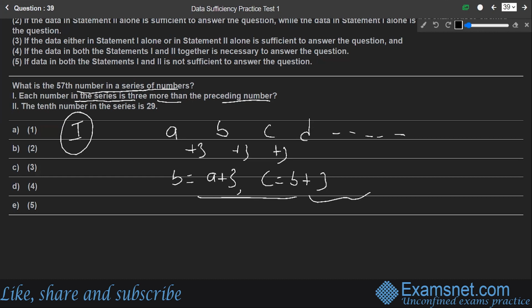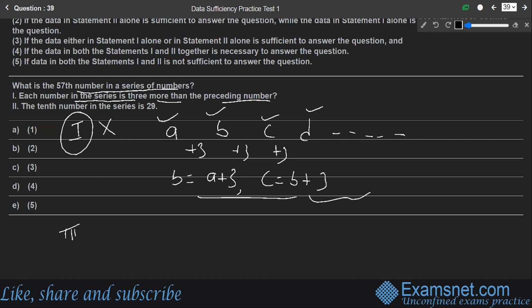Now, they are asking for the 57th number. So clearly we cannot answer this question because the value of the first number is nowhere mentioned. There can be n number of combinations where the gap can be maintained as plus 3 between the numbers, but the number has to be also provided, so that information is missing. So clearly statement 1 alone is not sufficient.